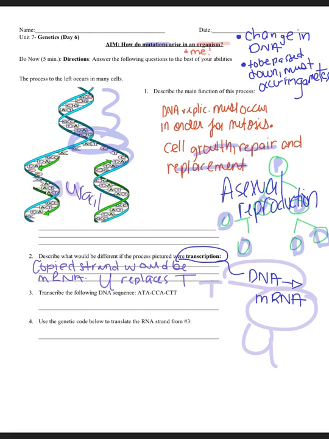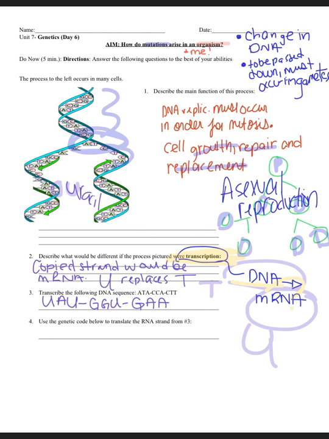Pause the video now and transcribe, which means you're going from DNA to mRNA, right? So that means we're going to be replacing thymine with uracil. Pause the video and do that now. Your transcribed mRNA sequence should read as follows: UAU, GGU, GAA.